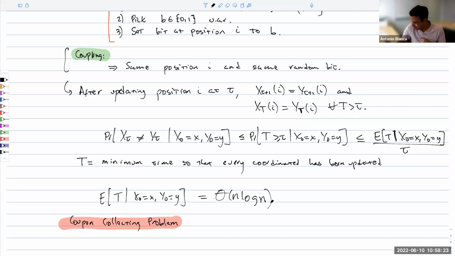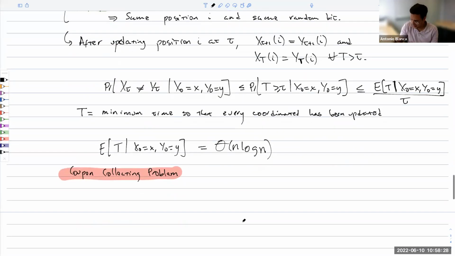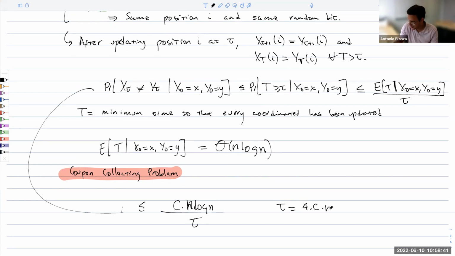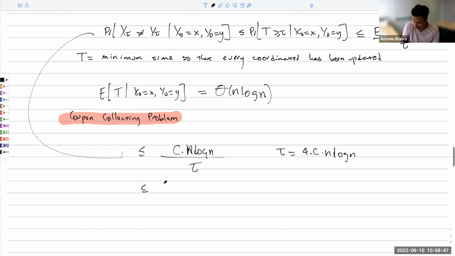Okay. Well, this means that this expectation is n log n, right? And so once we know that, then this probability here is going to be bounded by some constant times n log n over t. That means that if we pick t equal to, let's say, 4 times that constant times n log n, we get the bound that we like, right? We get that this is less than 1/4. And if that is the case, that means that the mixing time is going to be bounded by 4c n log n, and this is just order n log n.